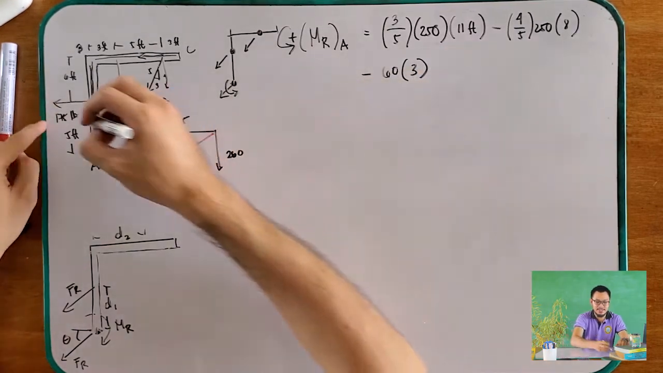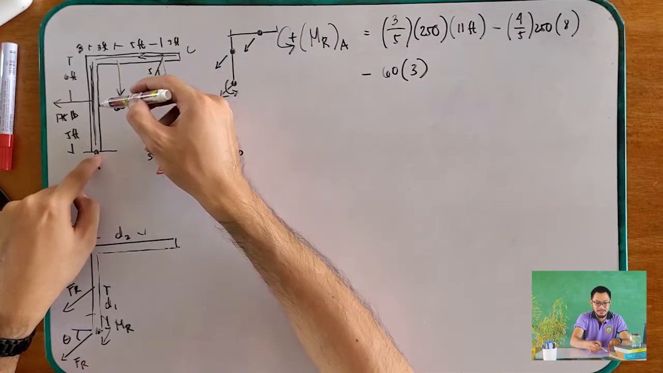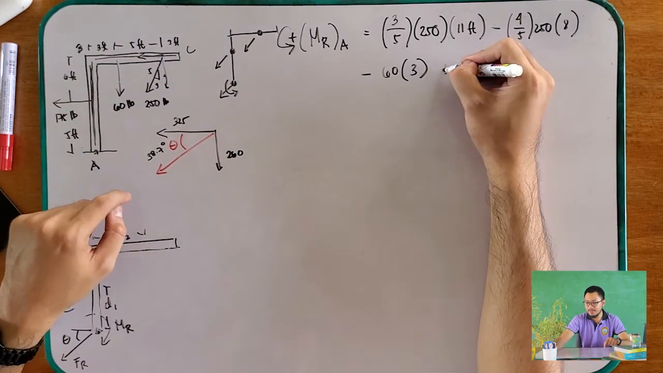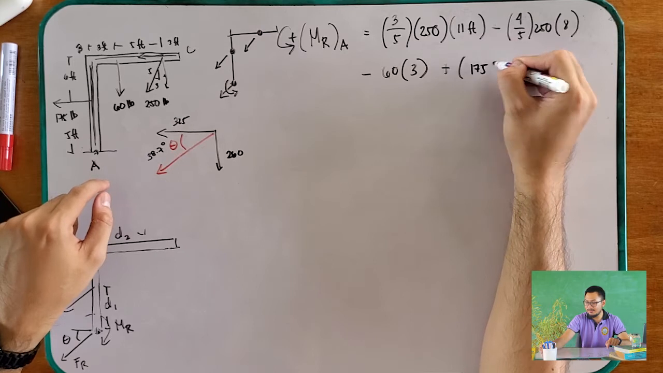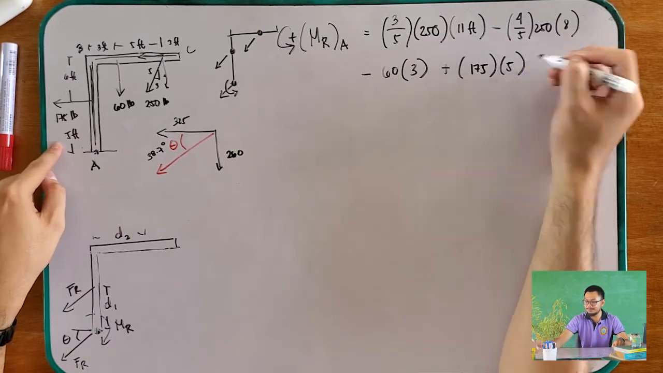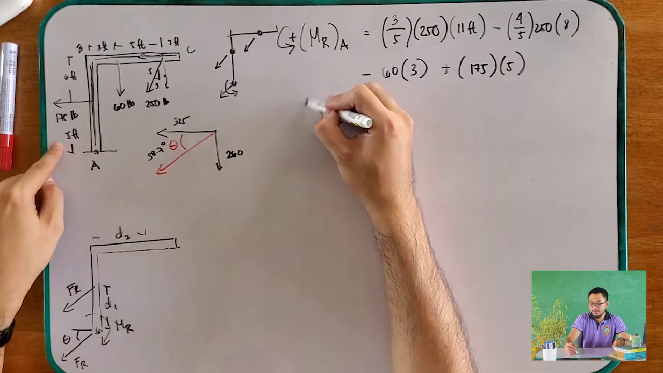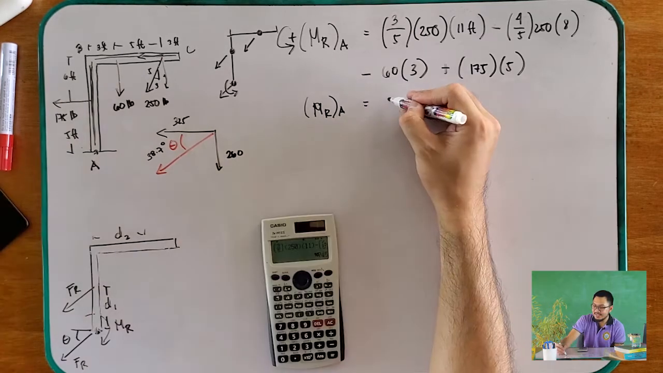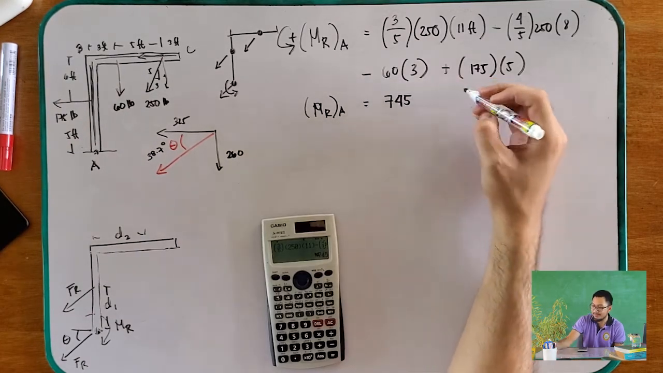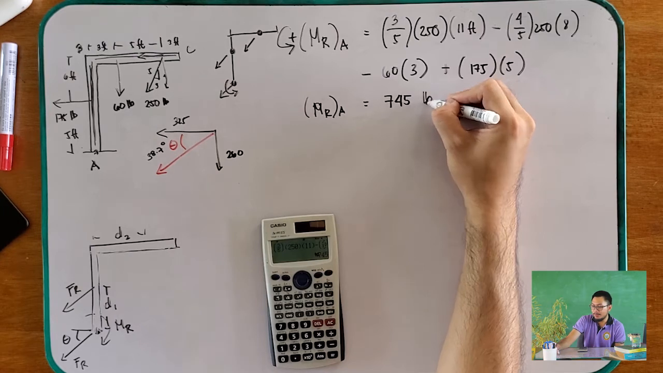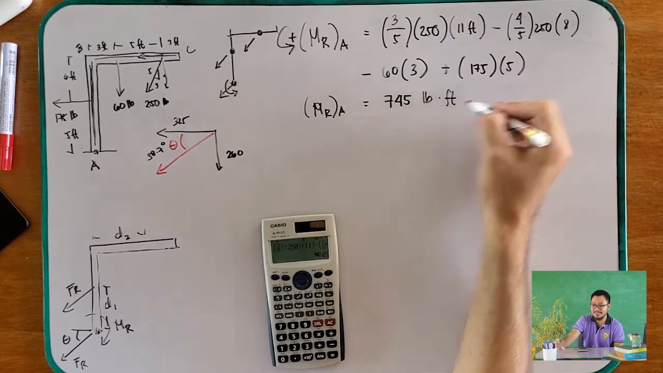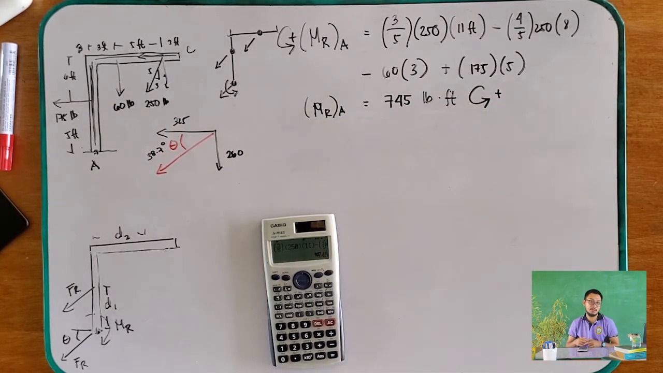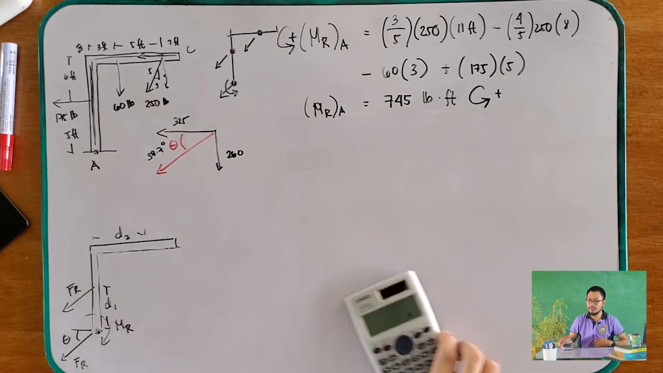And lastly, the 175: does this create a positive or negative moment? This is your point A, and this one creates a positive moment. So, plus 175 times moment arm of 5. Therefore, your resultant moment at point A is equal to 745 pound-foot. And since this is positive, our assumption is correct that it is rotating counterclockwise.